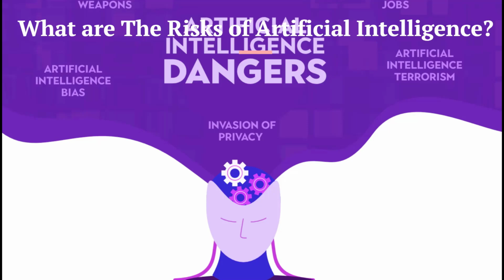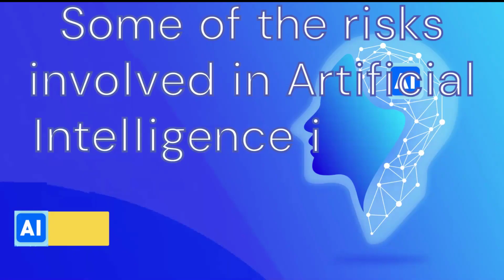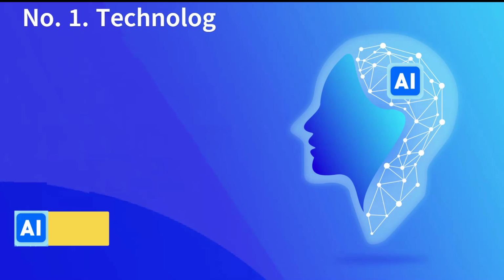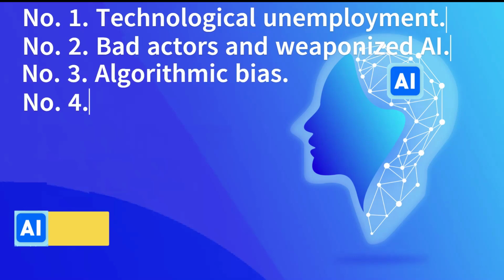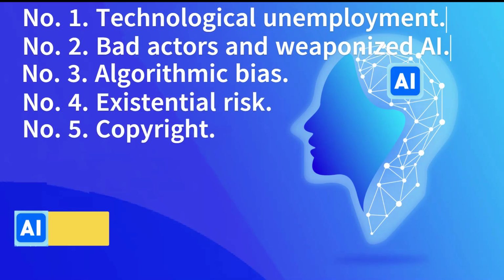What are the risks of artificial intelligence? Some of the risks involved in artificial intelligence are listed below. Number 1, technological unemployment. Number 2, bad actors and weaponized artificial intelligence. Number 3, algorithmic bias. Number 4, existential risk. Number 5, copyright. And number 6 is ethical machines.